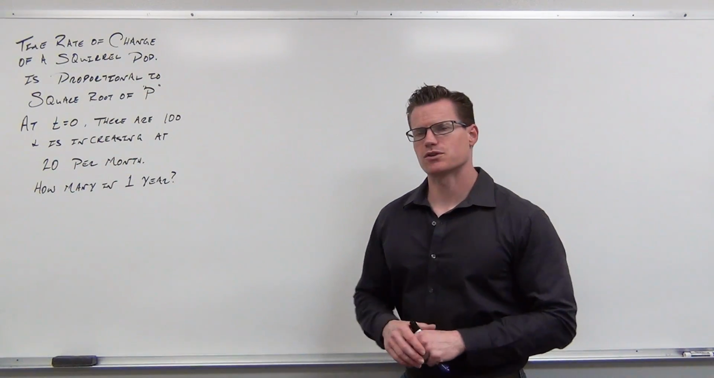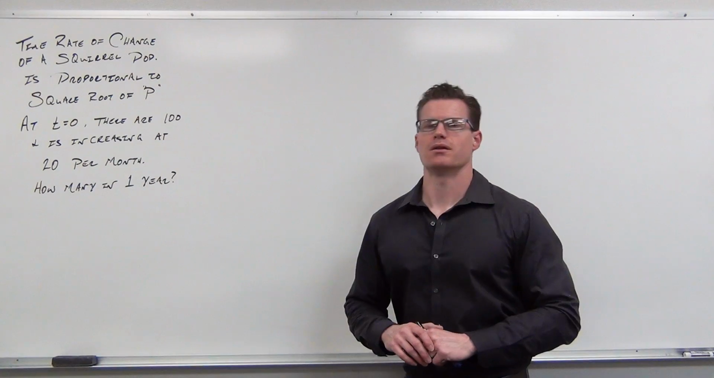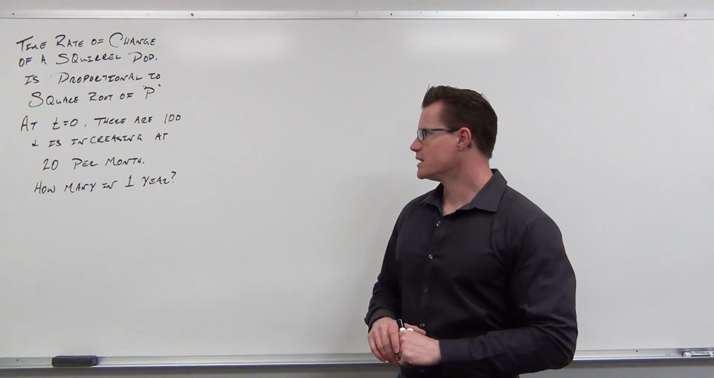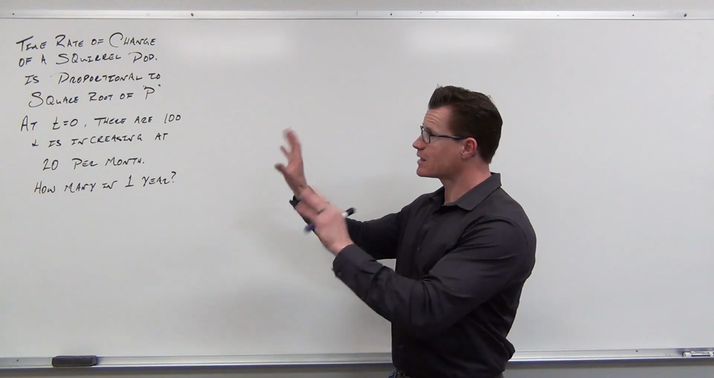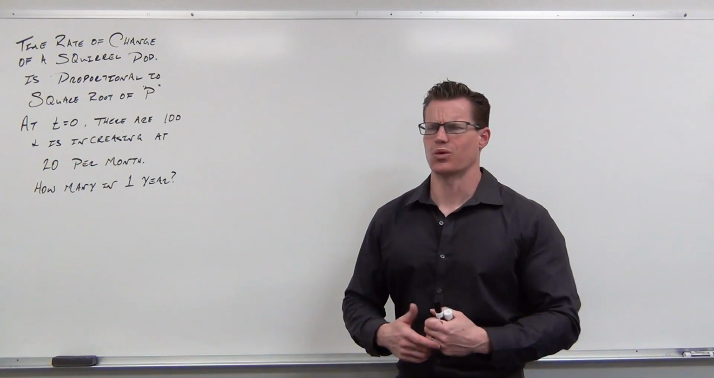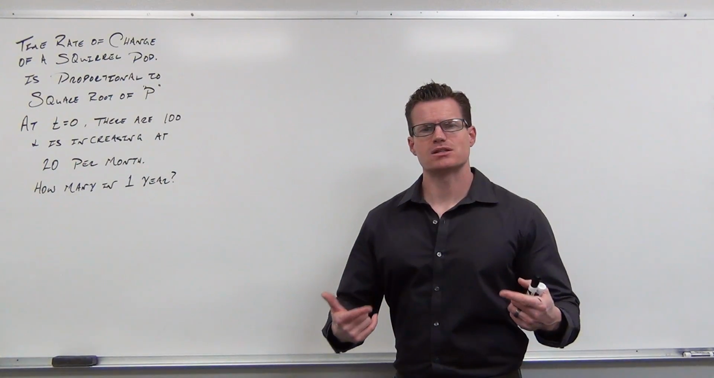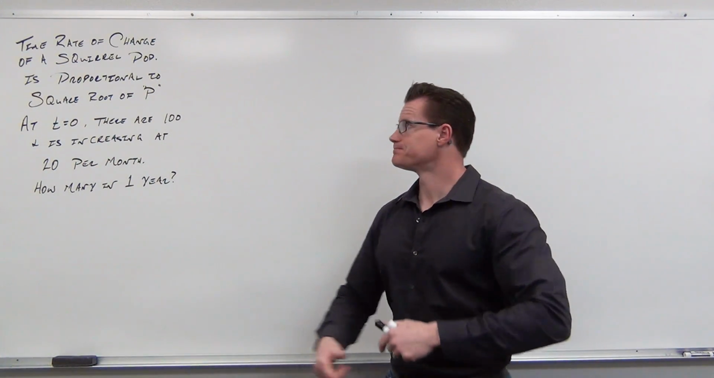At time zero, when you first start looking at it, there's 100 squirrels, and it's increasing. It's 20 squirrels a month. That's a lot of squirrels. How many squirrels will there be in 1 year? So we're going to diagnose exactly what this does. So firstly, the time rate of change of a squirrel population. What in the world is a time rate of change? That is the rate of change of a population with respect to time.